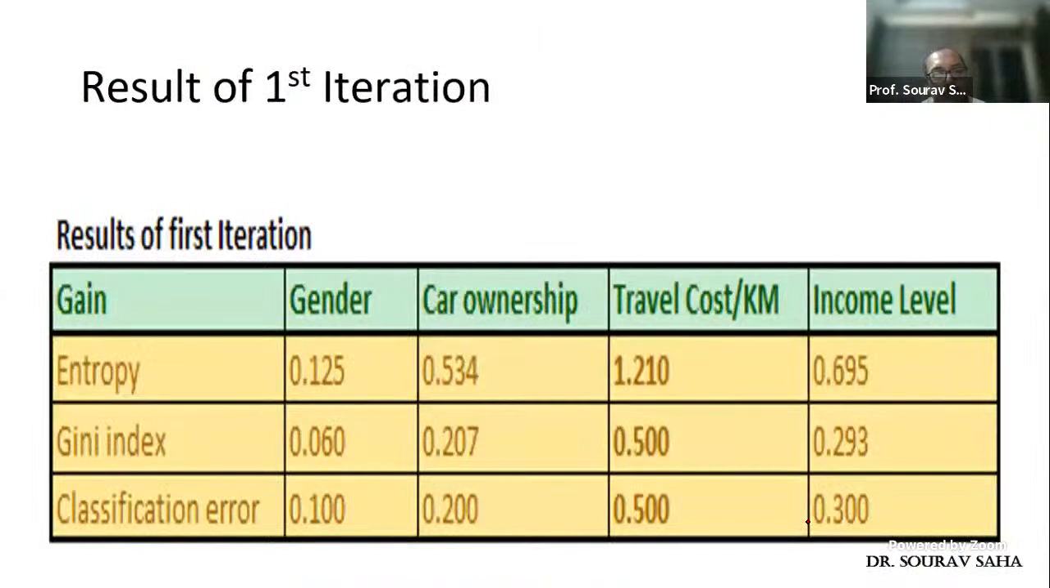Here is the comparison, right? So the change in impurity, or the gain value, whatever you might say: for gender, it is 0.125. For car ownership, it is 0.534. For travel cost, 1.210. For income level, it is 0.695 if I use entropy. If I use Gini index, for gender, it is 0.060. Car ownership, 0.207. Travel cost, 0.50. And income level, 0.93. For the classification error, it is there. My question is, on which variable am I going to do the splitting? What do you think? Which variable should I take for doing my first split?